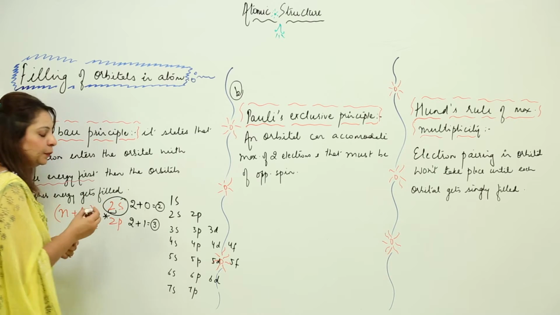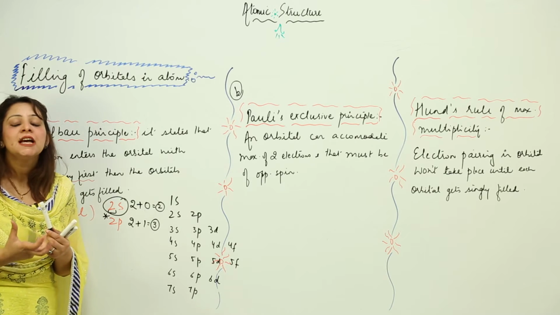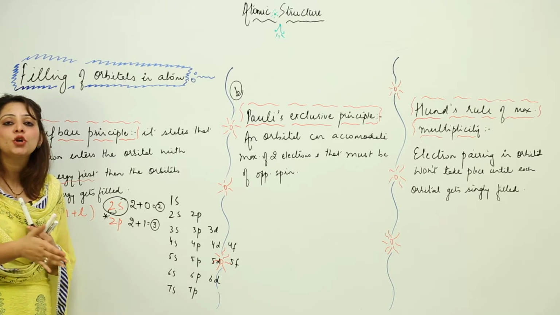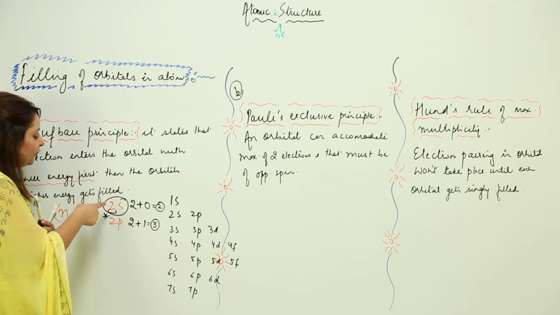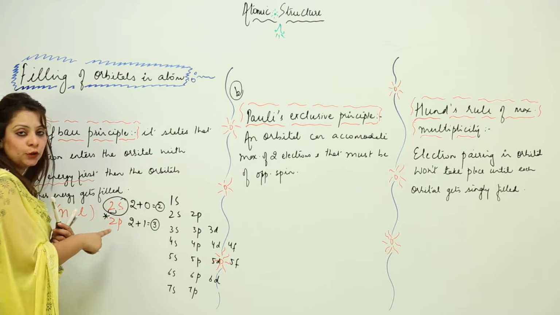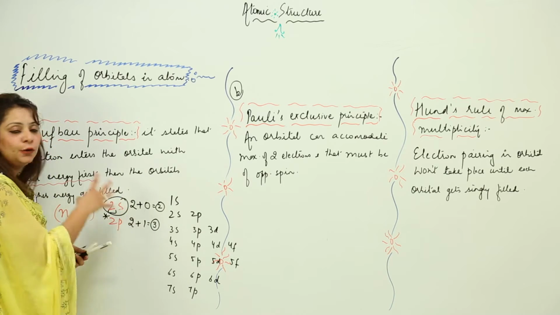That is our 2p. So when we fill the orbitals, we are going to use the procedure in which the electron will enter the orbital with the lower energy first. That means the electron will enter the 2s first, and after filling the 2s, it will enter the 2p, because 2p possesses higher energy. So this is how you compare.